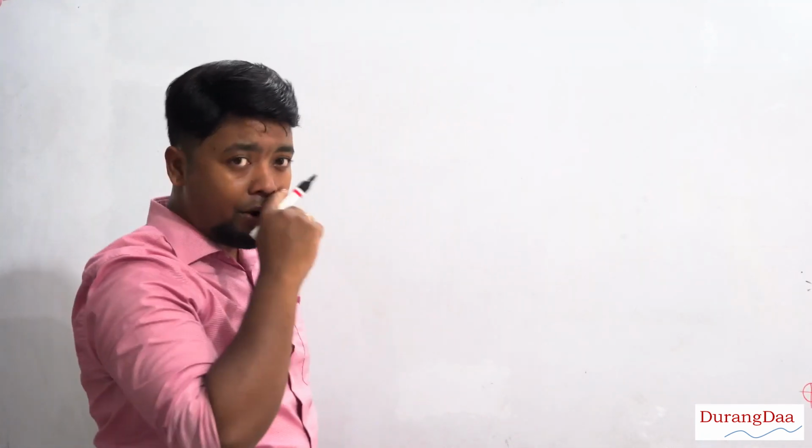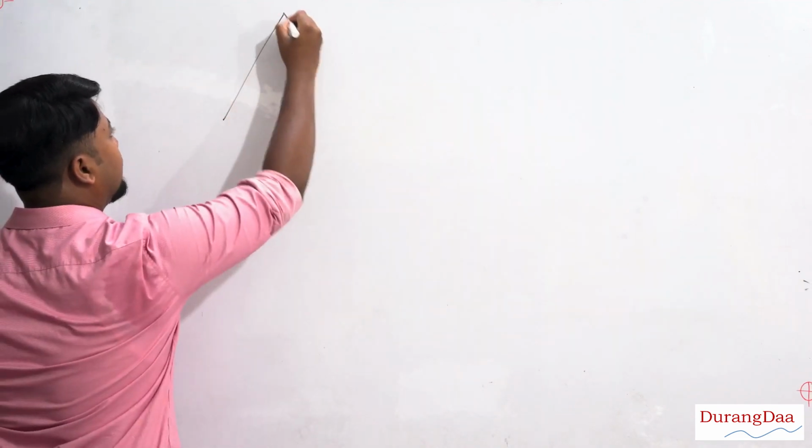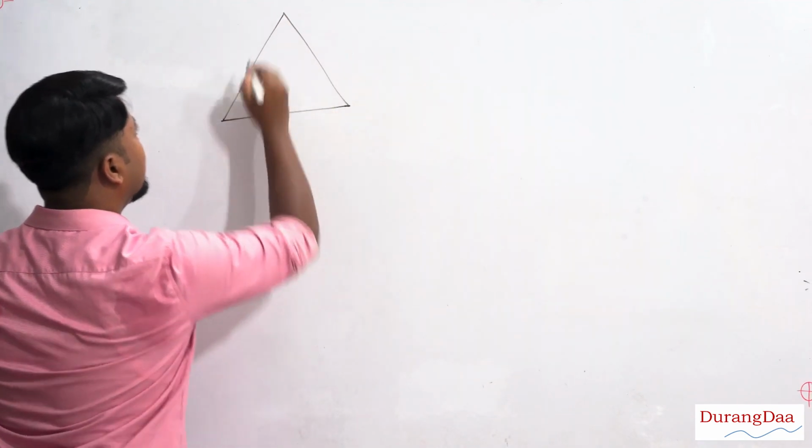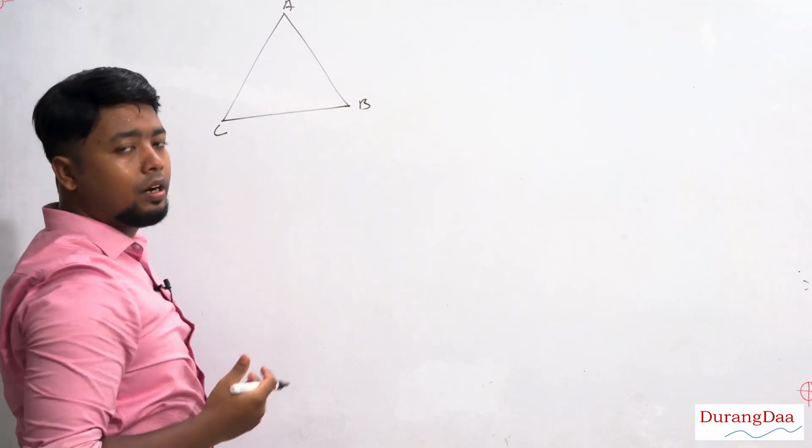Before we move on to the exercise, let us first try to understand the concept behind a triangle. According to the definition, a triangle is a plane figure bounded by three straight lines. So if we draw it, three straight lines A, B, C, it forms a triangle.